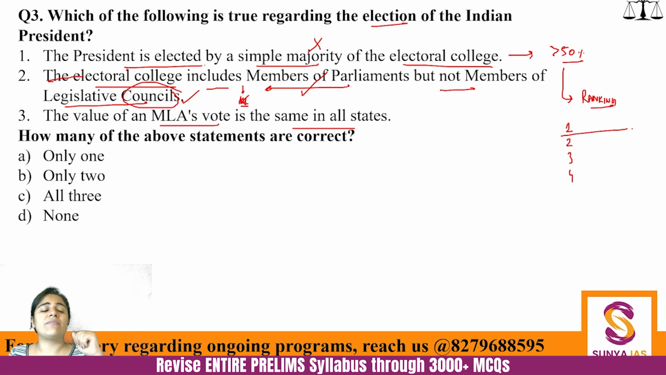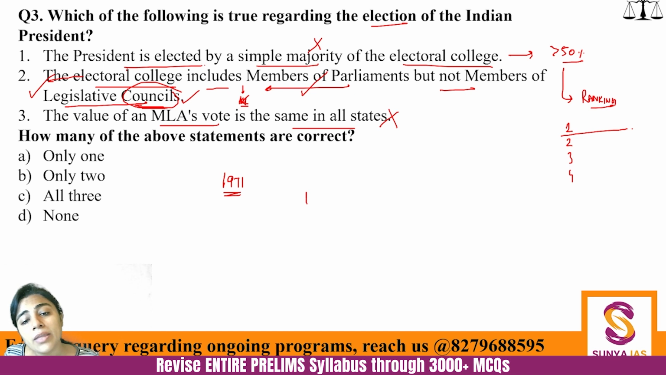Many of you would have got this statement wrong because it says legislative council and you did not bother to read till the last word. So you have to read till the last word. That is what you have to do. So this statement is absolutely correct. And is the value of an MLA's vote the same in all states? No, it cannot be the same in all states. Why? Because the number of seats is frozen according to the 1971 census.